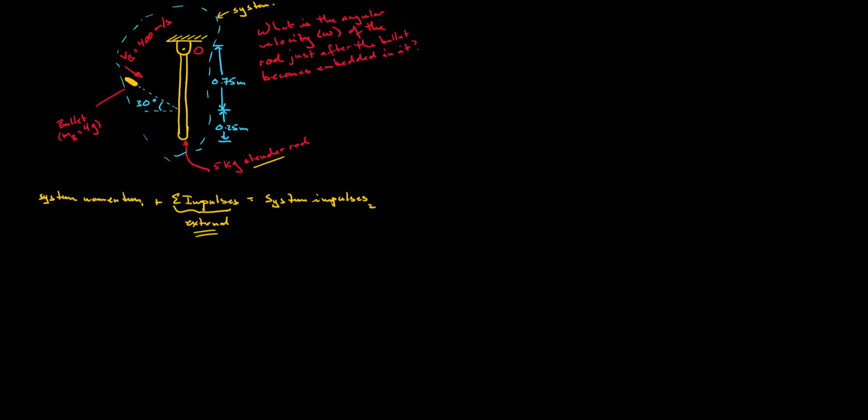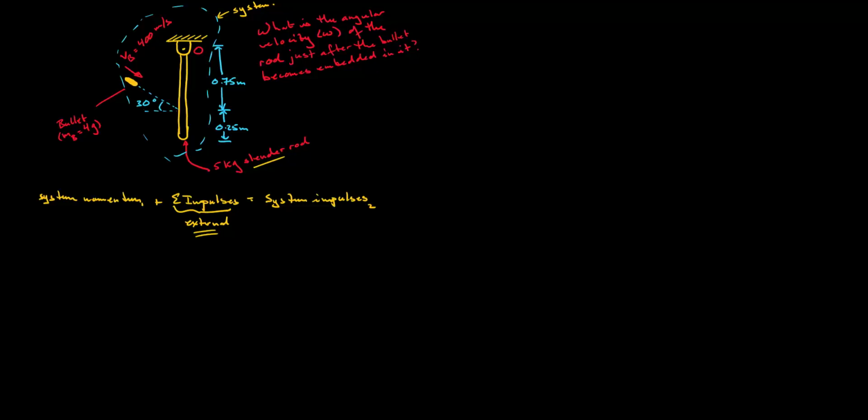So we're looking at the external impulses on a system. We need to consider what external forces are being applied over a certain period of time on our system. Given that the force of the bullet on the slender rod is internal to the system, not external, it is not considered in our principle of impulse and momentum, given the system that we have defined here.